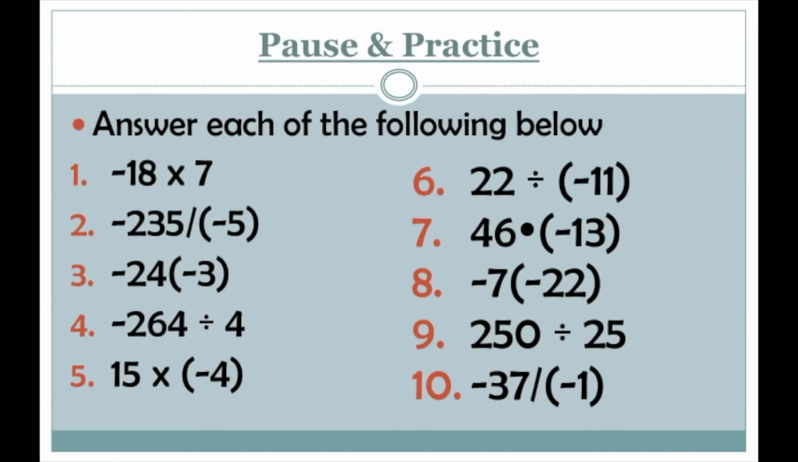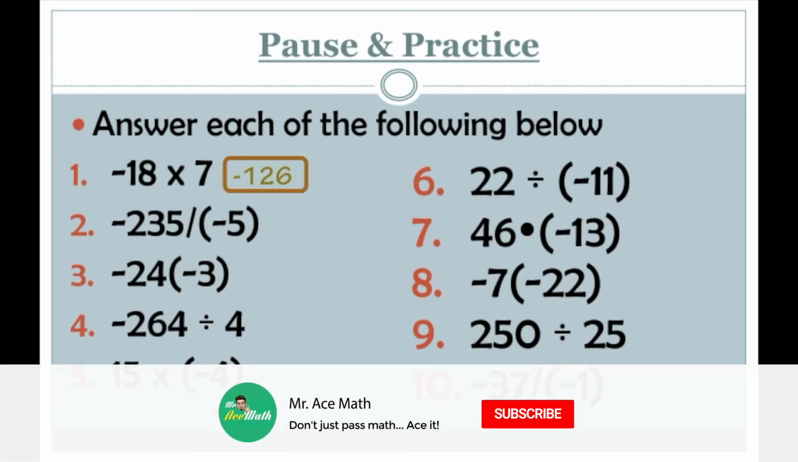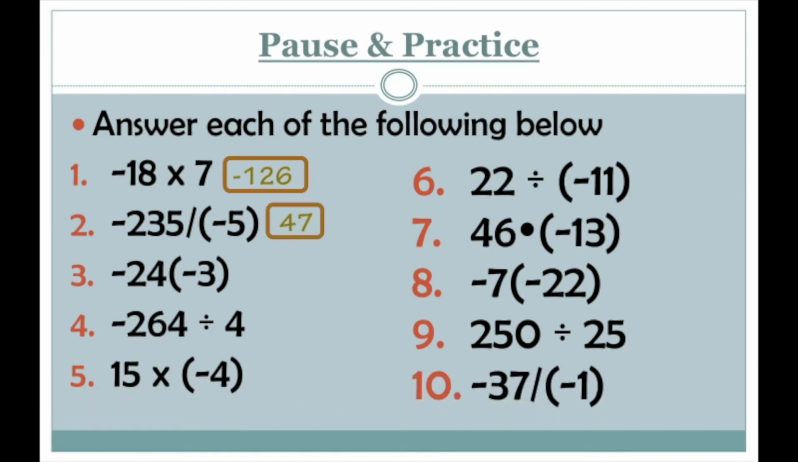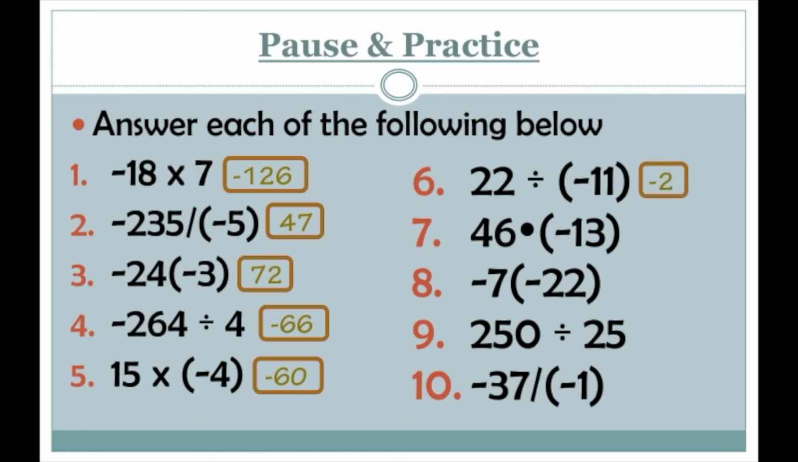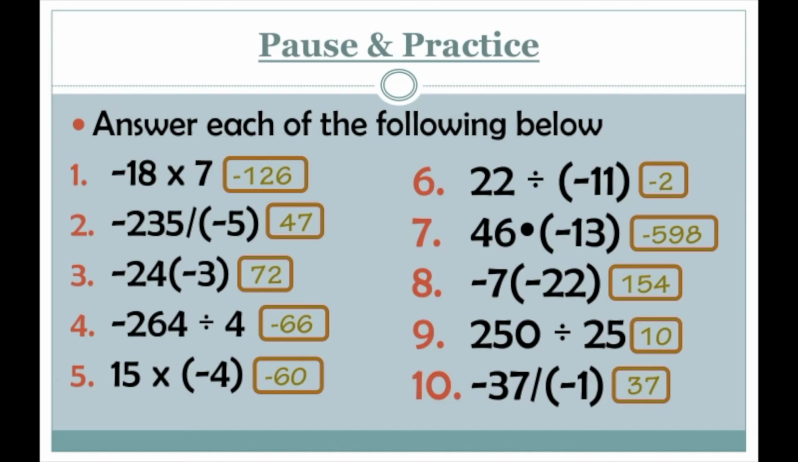So let's review our lesson. Number 1 is negative 126. Number 2 is positive 47. Number 3 is positive 72. Number 4 is negative 66. Number 5 is negative 60. Number 6 is negative 2. Number 7 is negative 598. Number 8 is 154. Number 9 is positive 10. And number 10 is 37.